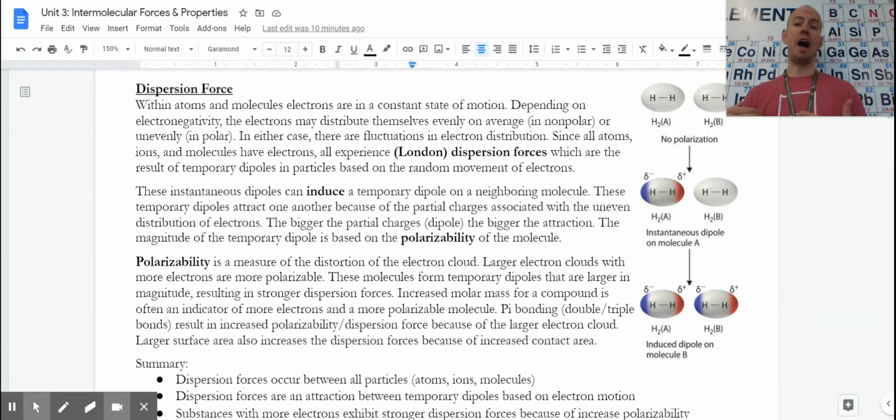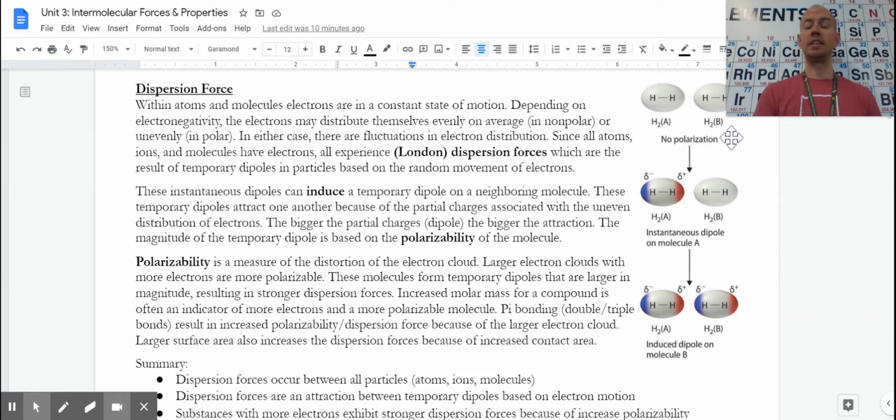Whether it's polar or nonpolar overall, there's always going to be fluctuations and changes in where the electrons are at any given moment. Because they all have electrons, all of them will have that random motion that results in dispersion forces. This happens when we have a temporary dipole because of the motion of electrons.